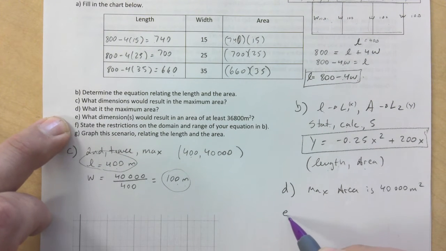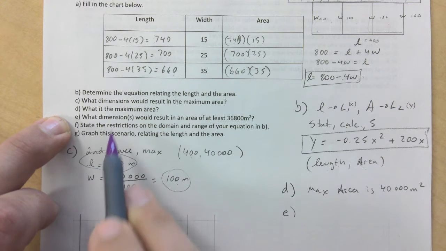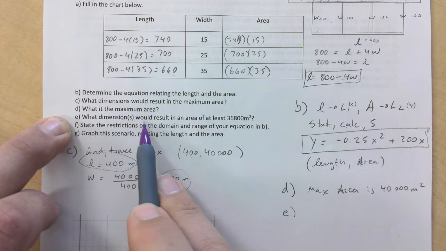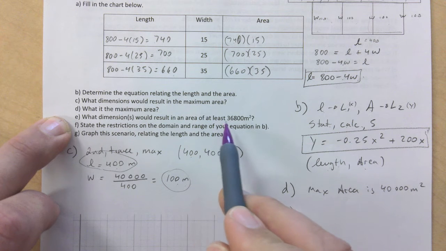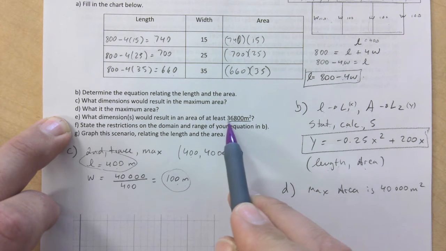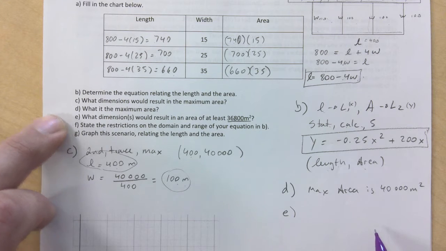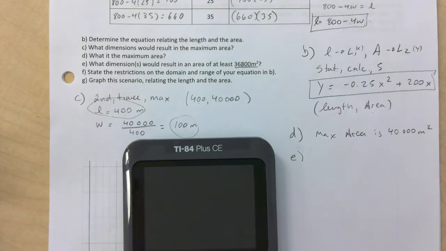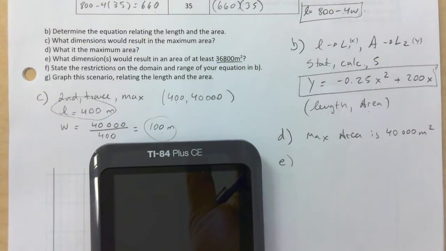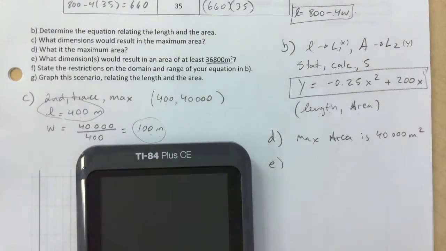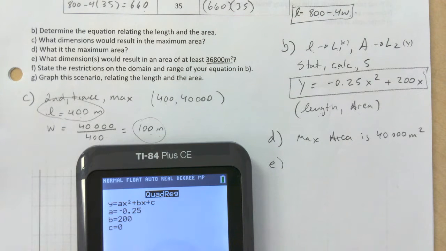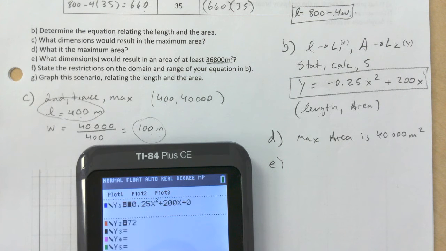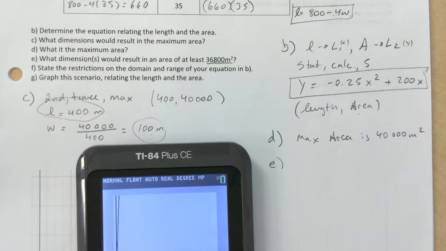E, what dimension or dimensions would result in an area of at least 36,800 square meters? So why don't we first graph this, try to make this appear on our calculator, right? Let me zoom in a little bit more so you don't need to see the whole thing. Okay, so if I graph this, by the way, I need to turn on plot 1. I'm just gonna worry about seeing my parabola right now.